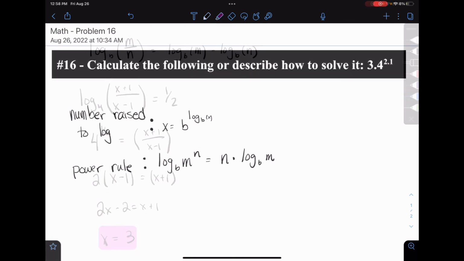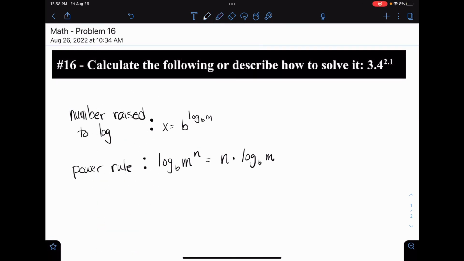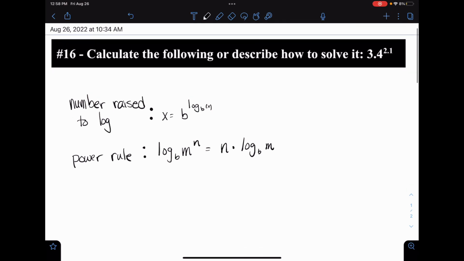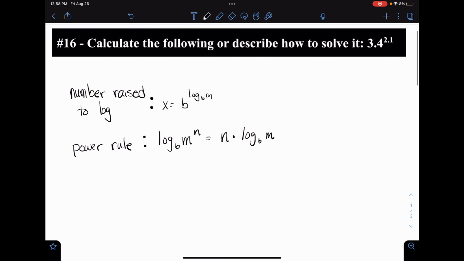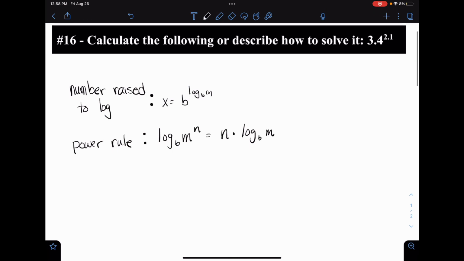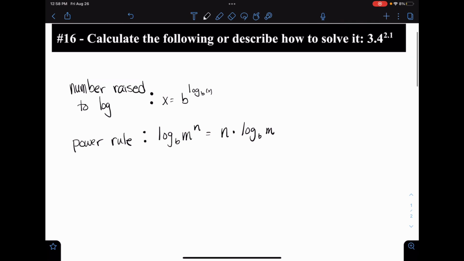Problem 16 asks you to solve and describe how to find 3.4 to the power of 2.1. This problem specifically, I don't think it's the greatest problem there is, but there are two important skills that we want to highlight. First, it's another problem where we can use some of those log rules that we talked about in problem 15, specifically these two rules right here. And we'll get to using those in a second.